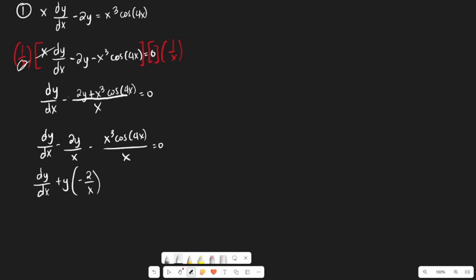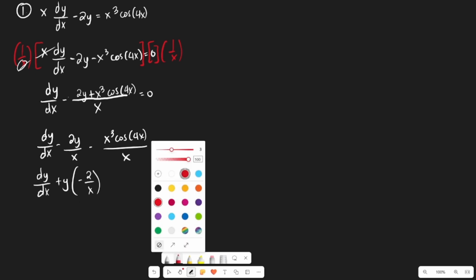Your goal here in solving a FOLDE is to determine whether it is a FOLDE in y or a FOLDE in x. In our case, this is a FOLDE in y because the derivative has the dependent variable y, and we add a y. Then when you isolate the y right here, you multiply it by a function of x. This is p of x.